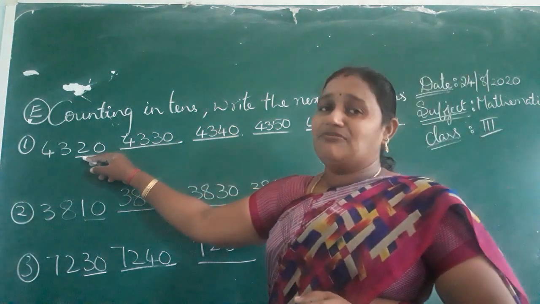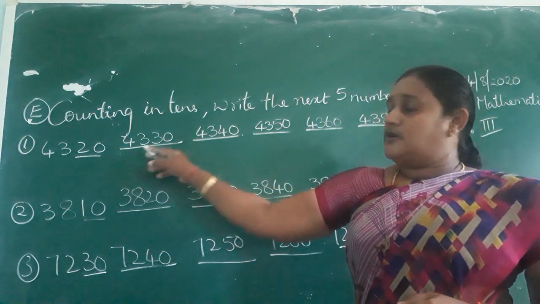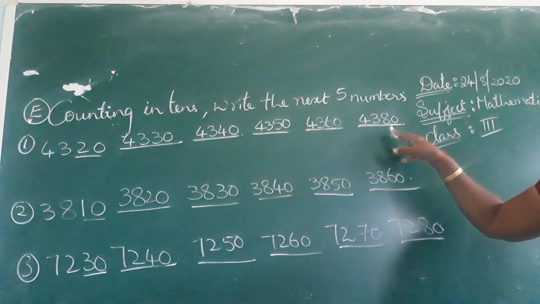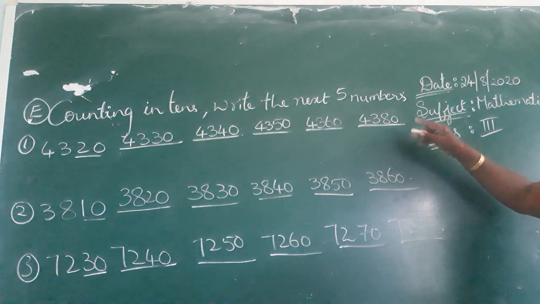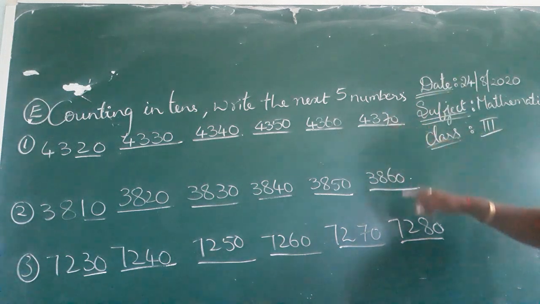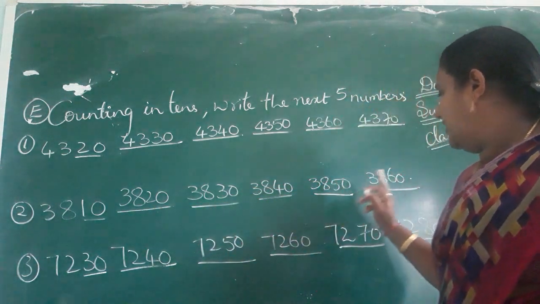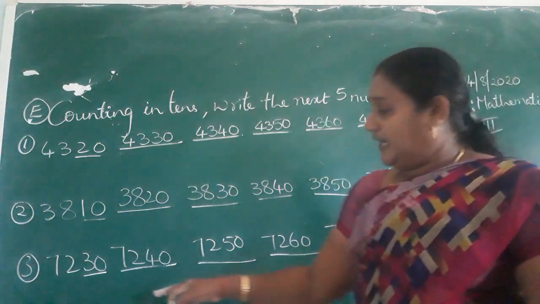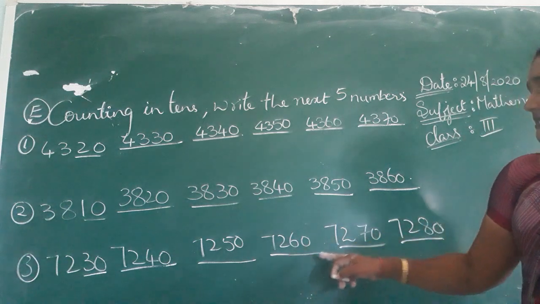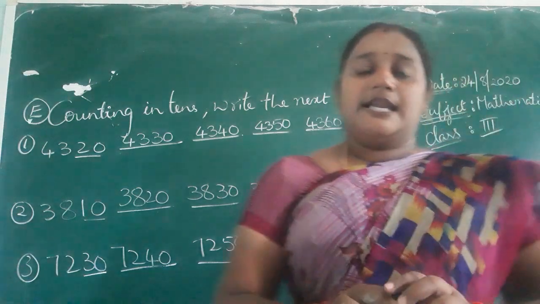So it is 20. 20, after that what will you get, children? 30 you will get. So 4320. Next 4330, 4340, 4350, 4360, 4370. Here, 10 after 3810 is 3820, 30, 40, 50, 60, like that. Here also 7230, 7240, 7250, 7260, 7270, 7280. Like that you will write. See the next model in that.